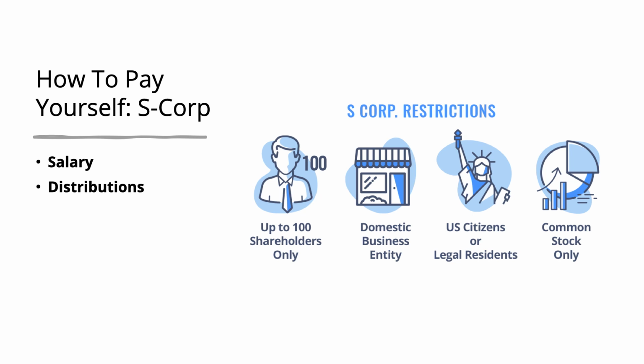Second form is going to be distribution, so business owners who are also shareholders in the company can receive distributions of the company's profits. These distributions are not subject to Social Security and Medicare taxes, and they are not subject to income taxes at the corporate level. However, they are subject to personal income tax at the shareholder level.